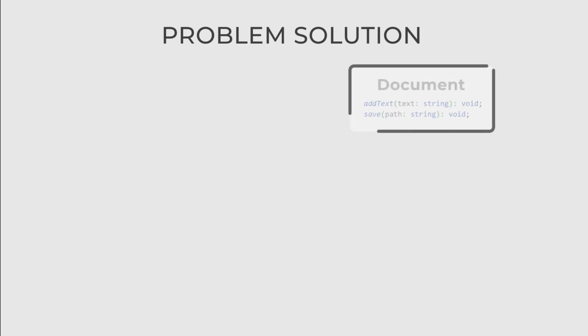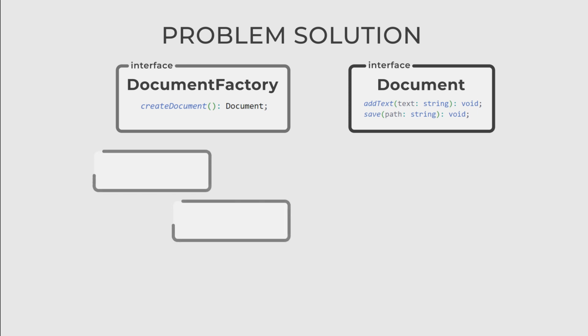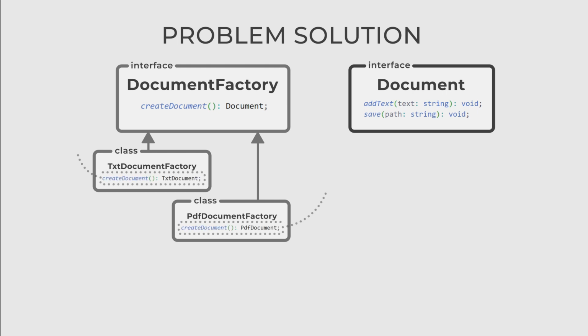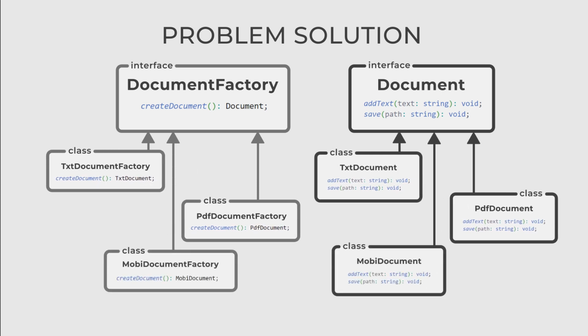For example, let's define an interface document with methods for working with documents. Then, let's create an interface document factory with the createDocumentFactory method. Then, for each supported document, let's create an implementation of the document factory interface and name them, for example, txtDocumentFactory and pdfDocumentFactory. Each of these classes implements the createDocument method to return specific document types. Now, when you want to add a new document format, such as MOBI, you simply create and implement a MOBI Document Factory class that will return MOBI document objects from the createDocumentFactory method, and that's all.